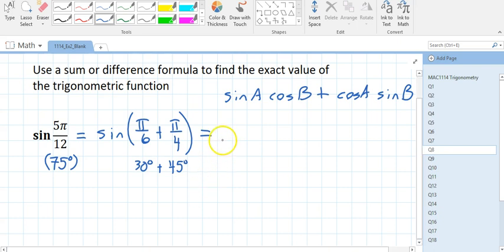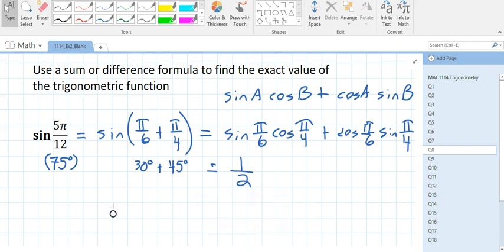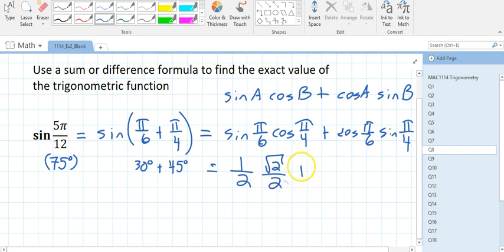Okay. So sine of pi over 6, cosine pi over 4, plus cosine pi over 6, sine pi over 4. So what is sine pi over 6? 1/2. Okay. What is cosine pi over 4? Radical 2 over 2. Perfect. Plus, what is cosine pi over 6?